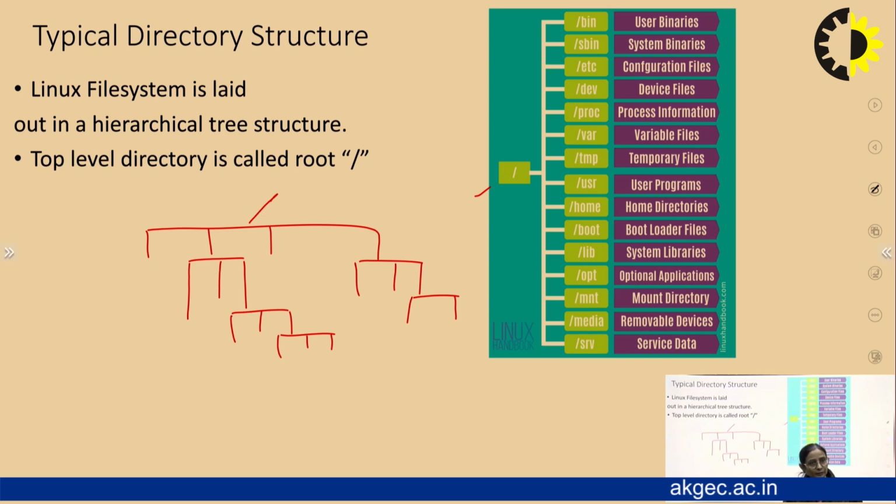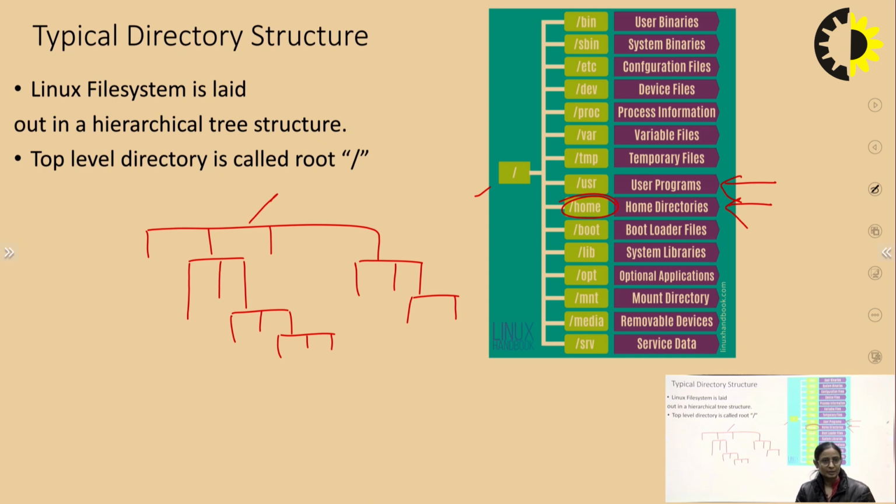Then I have var, which is for your variable files. I have the directory corresponding to temporary files. usr is basically your user programs. You use these directories, your home directory, that is whenever you log in, you are placed in this directory. Then boot contains the bootloader files. System libraries are placed in lib. Then I have the optional application directories, and mount directories for removable devices, that is, any kind of removable tertiary devices.